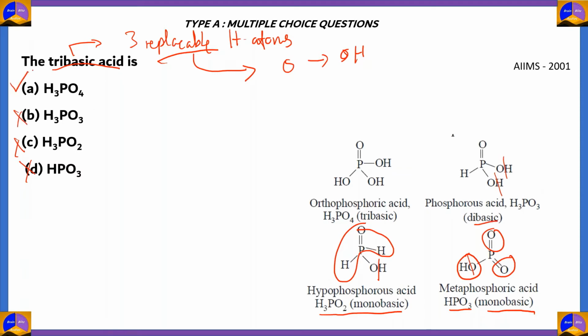The right answer is option A, orthophosphoric acid, or H3PO4. This has 3 OH groups in it, and therefore we can replace 3 hydrogens from this group. So therefore, when we have PO4 3 minus as the anion and 3H plus as the cation. So orthophosphoric acid, H3PO4, which is tribasic, is the right option.